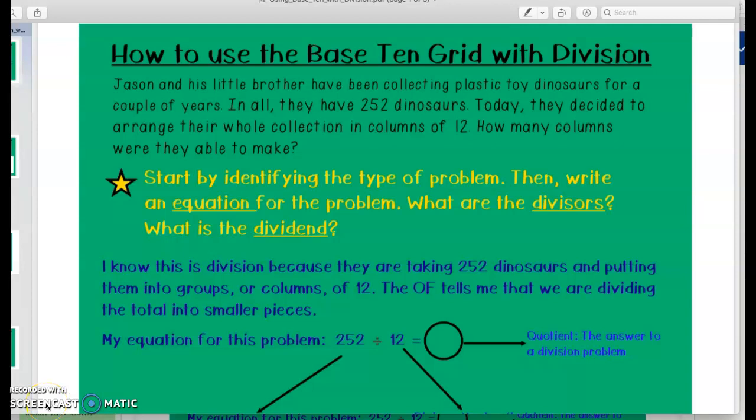Hey kiddos, today we're going to learn about how to use the base 10 grid with division. So we're going to practice this with the same story problem.